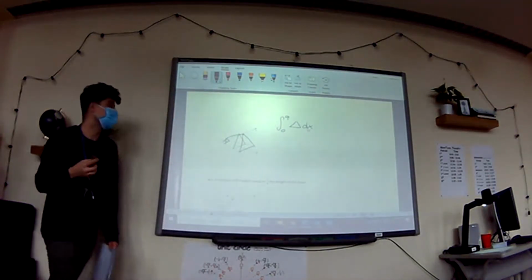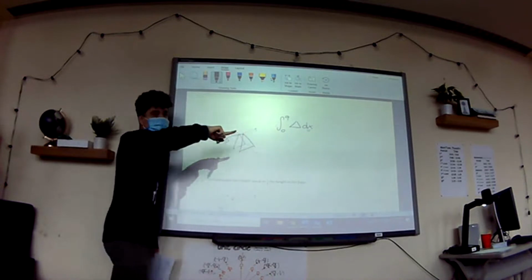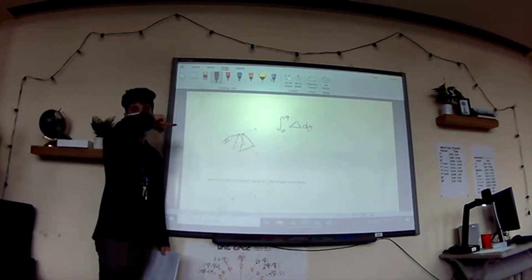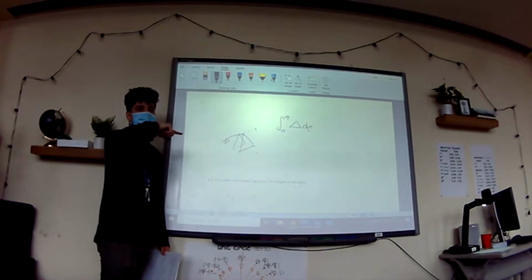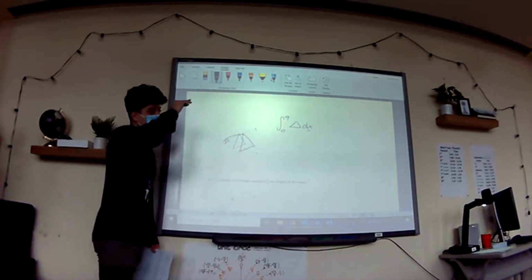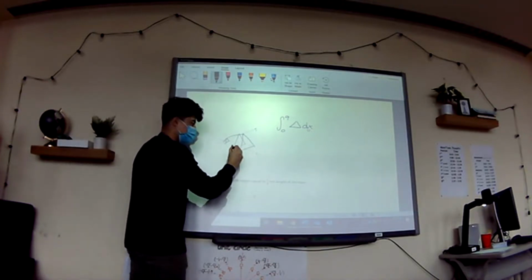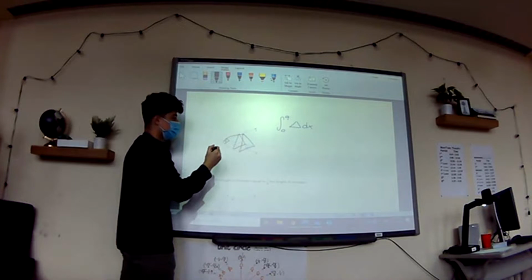Area of a triangle we all remember, I think. What would be the area of a triangle? Did you remember it? Okay, nice. Half of the base times the height. The base is pretty clear. Just to make sure, what is the base?